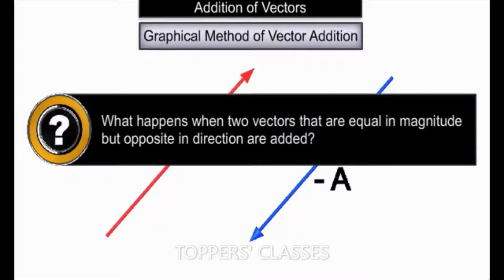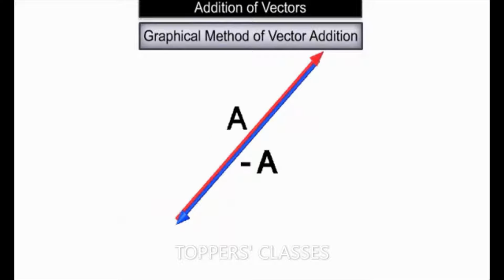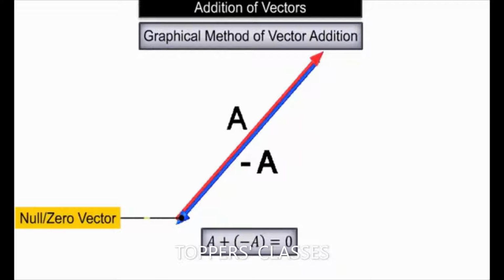What happens when you add two vectors that are equal in magnitude but opposite in direction? It results in a vector possessing zero magnitude and is called a null vector or a zero vector. In case of a null vector, you cannot specify direction.